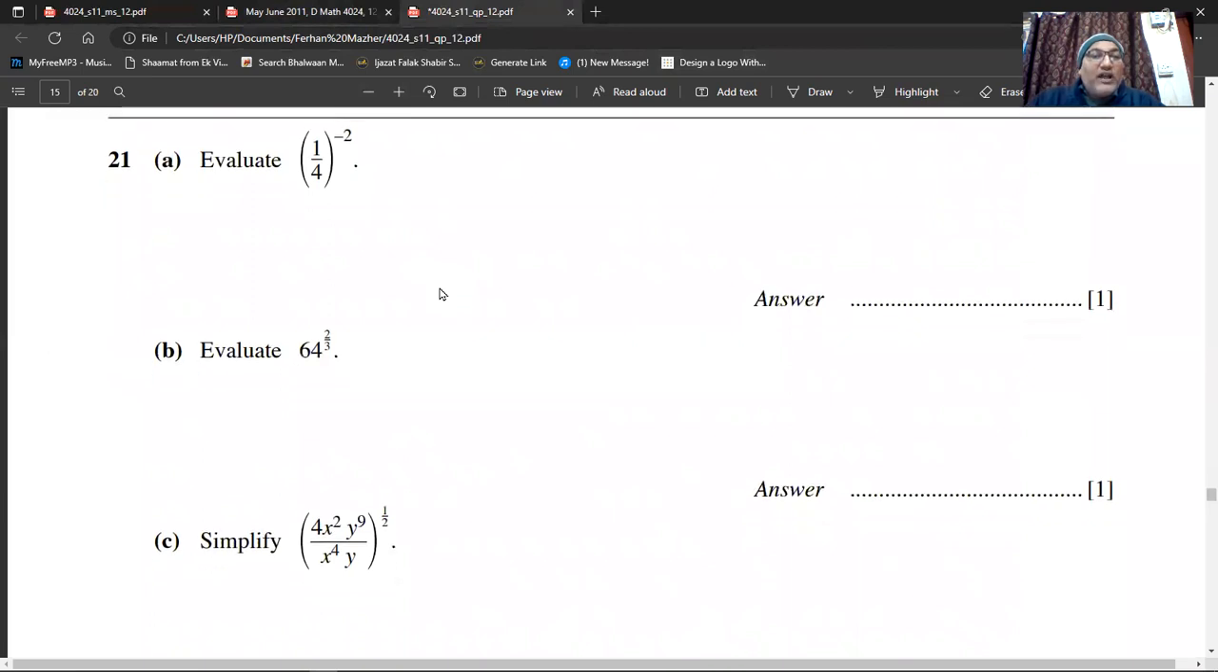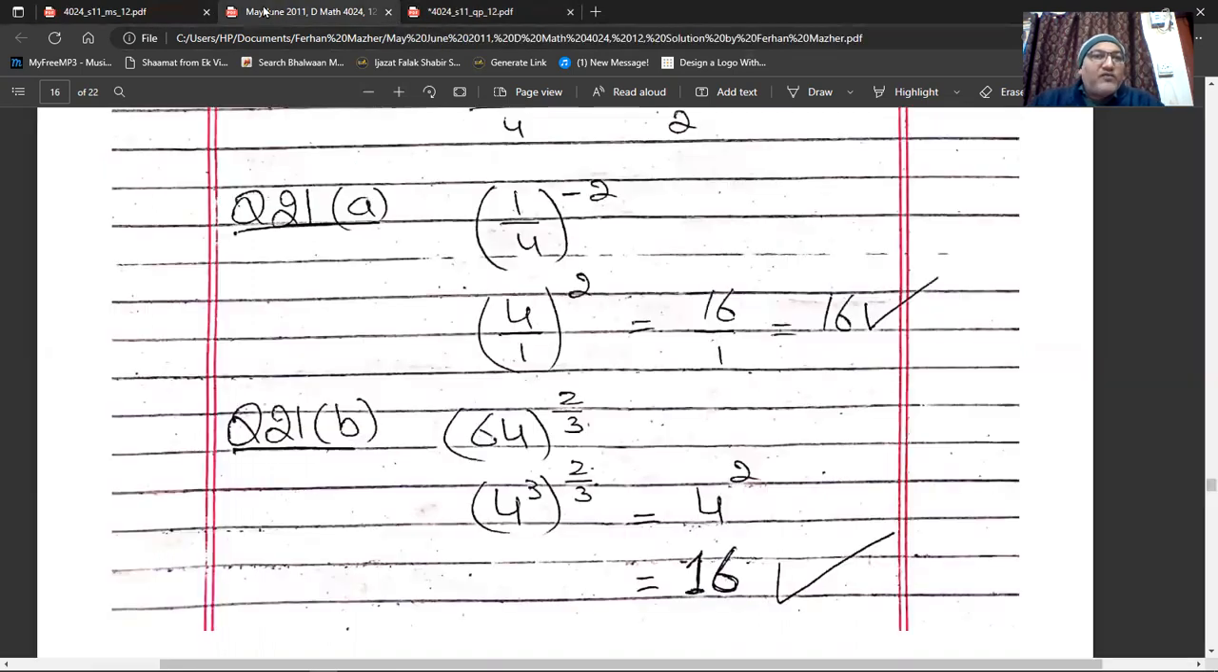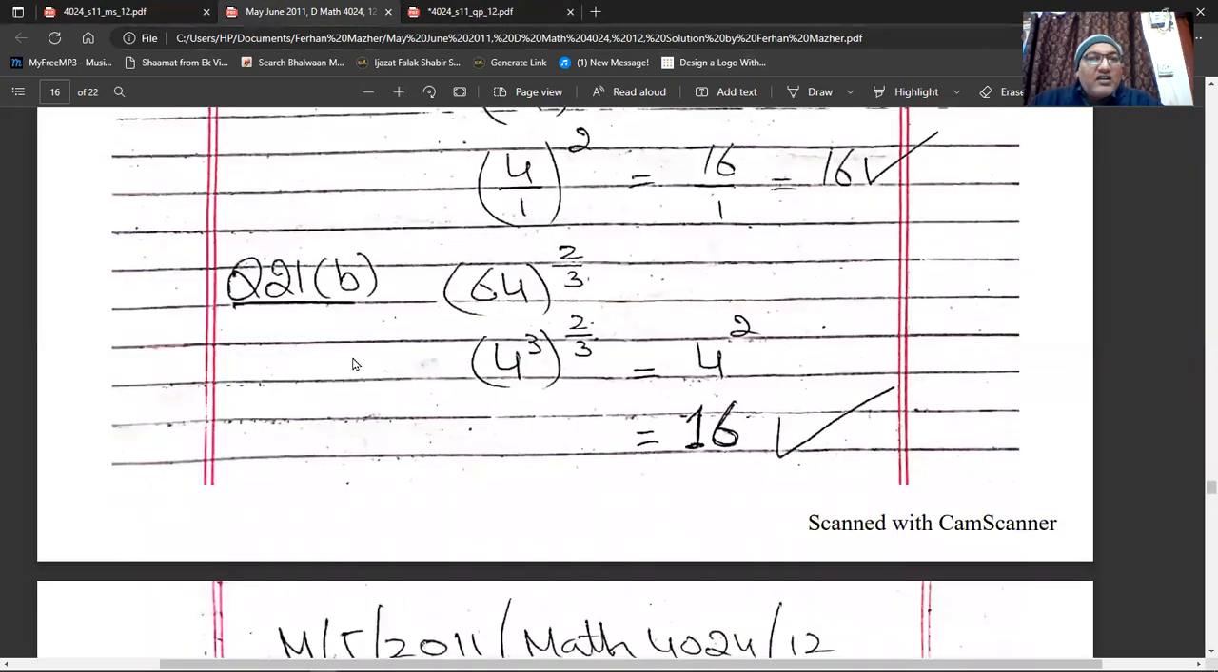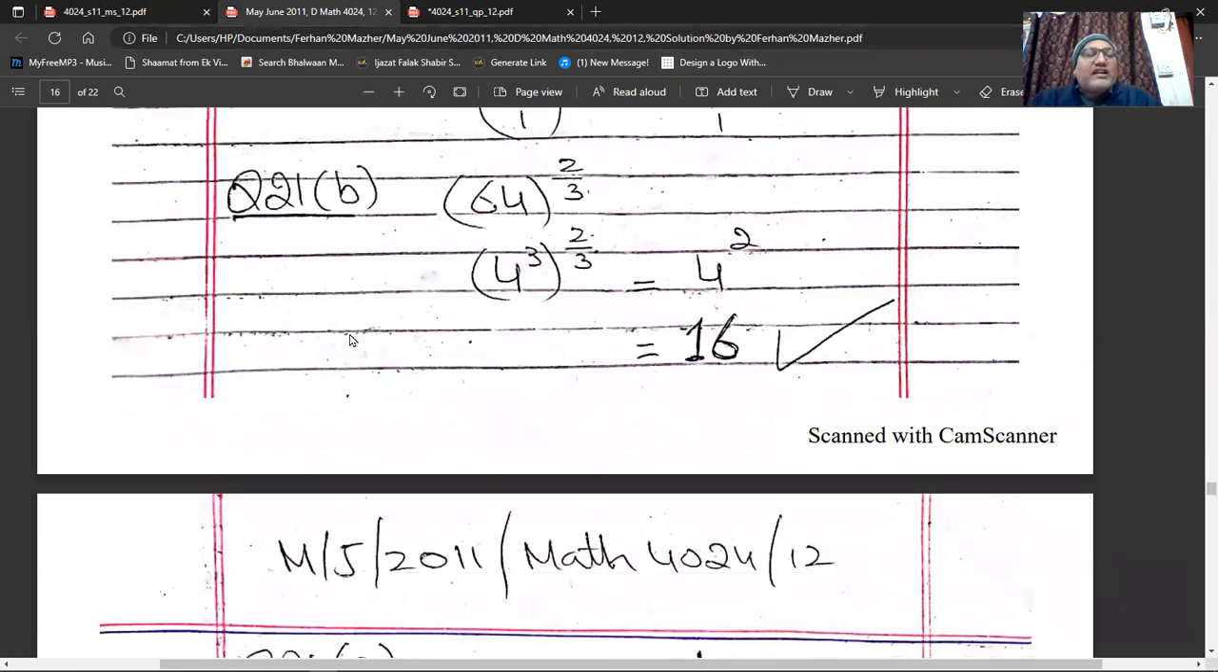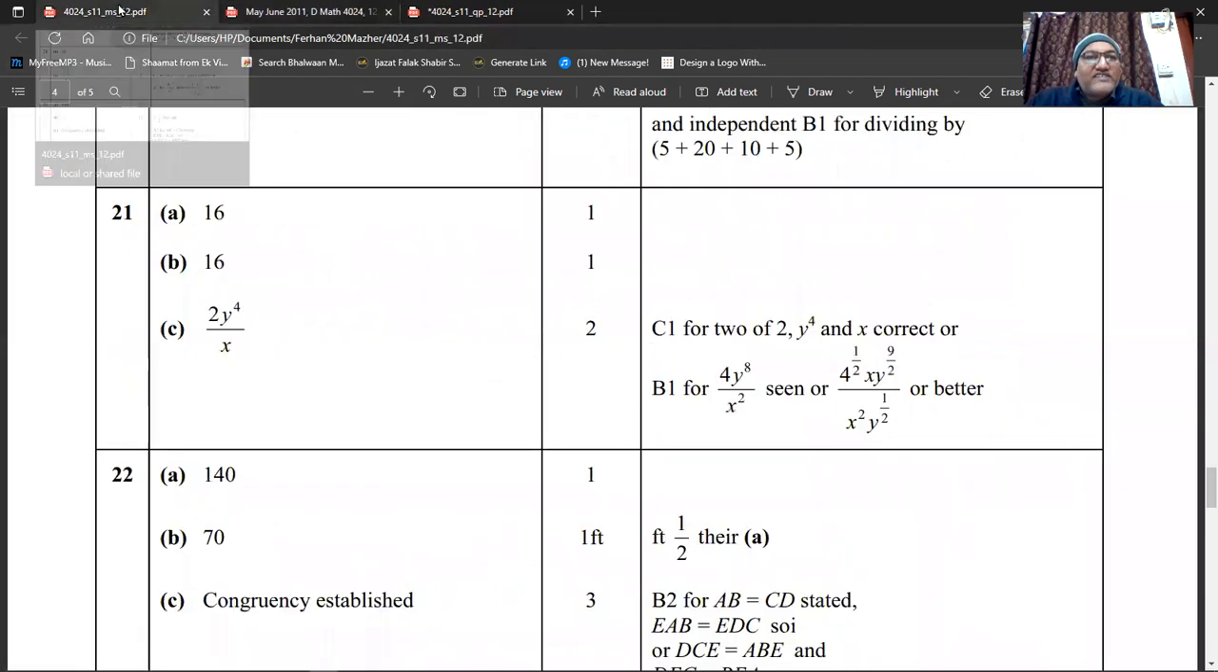Okay, so question number 21, it's B part. He says 64 raised to power 2 by 3. So the 64 is basically 4 raised to power 3. 4 multiply 4 multiply 4. 4 fours are 16, 16 fours are 64. So 4 raised to power 3 raised to power 2 by 3. The power of the power multiplies. So this 3 and this 3 will be cancelled. So you are left with 4 raised to power 2. And 4 square means 16. So 16 is the answer, sir. 16 is the right answer.